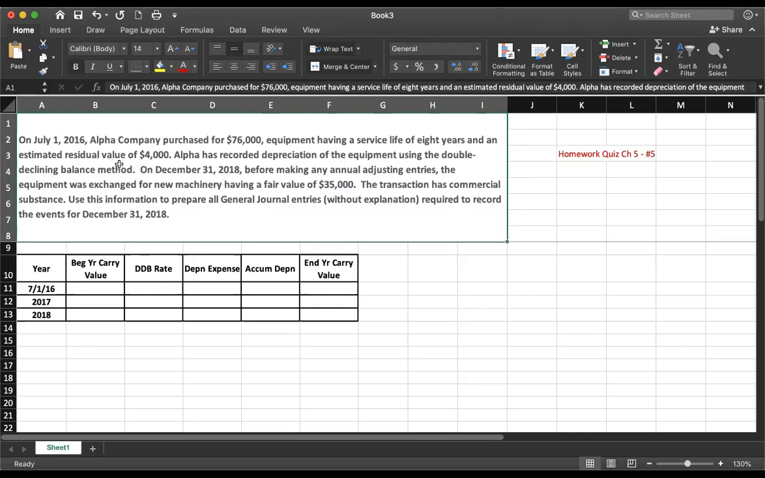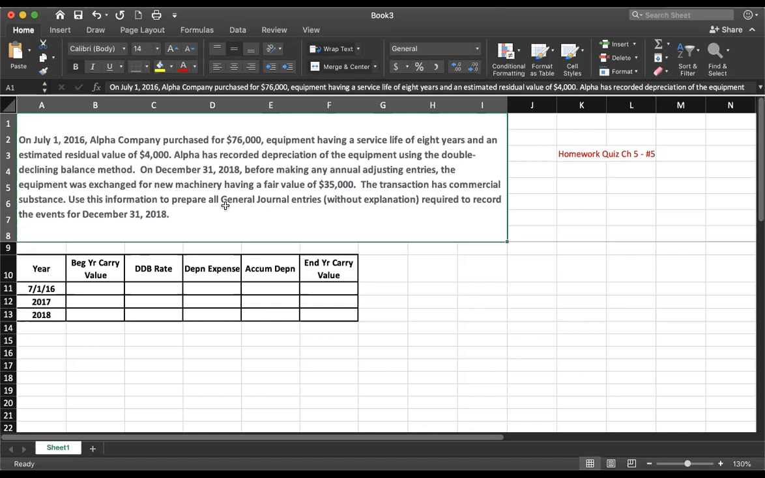On the 1st of July, 2016, Alpha Company purchased for $76,000 equipment that had a service life of 8 years. In other words, the useful life is 8 years, and the estimated residual value, what we call scrap value or salvage value, that's the amount that after they've used it for 8 years, they can dispose of it for, or what they estimate, and that was $4,000. Alpha has recorded depreciation of the equipment using the double declining balance method.